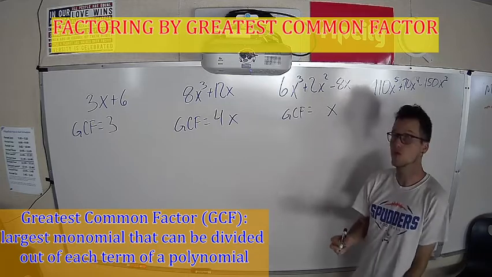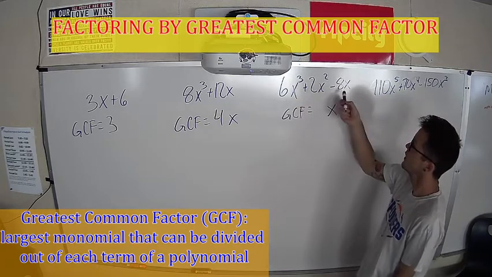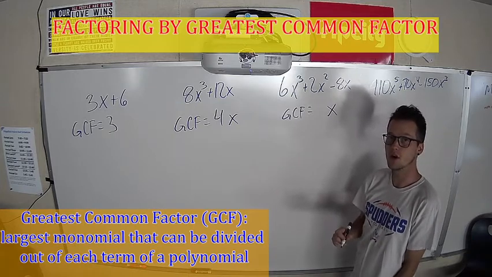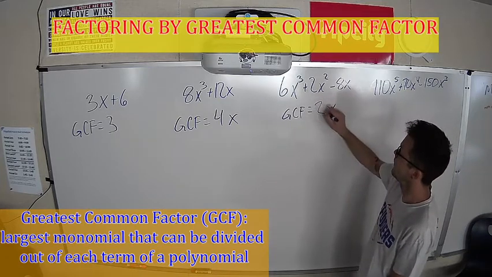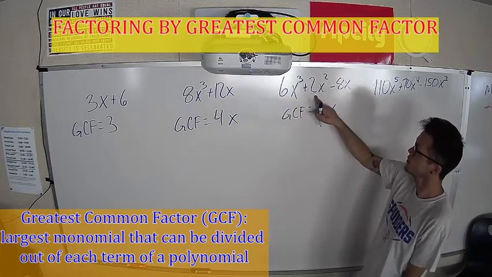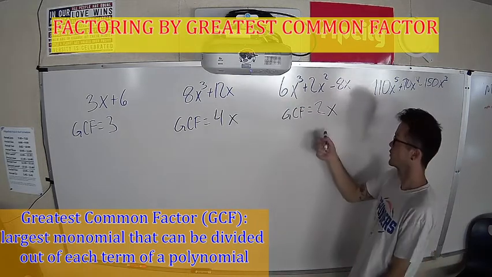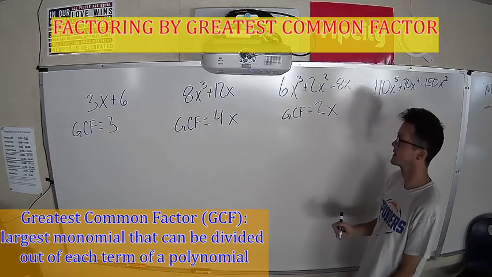Let's now look at our coefficients. We have 6, we have 2, and we have negative 8. I think the biggest thing that goes into all 3 of these terms is 2. 2 goes into 6 3 times, 2 goes into 2 once, 2 goes into negative 8 negative 4 times. So our greatest common factor here is 2x.